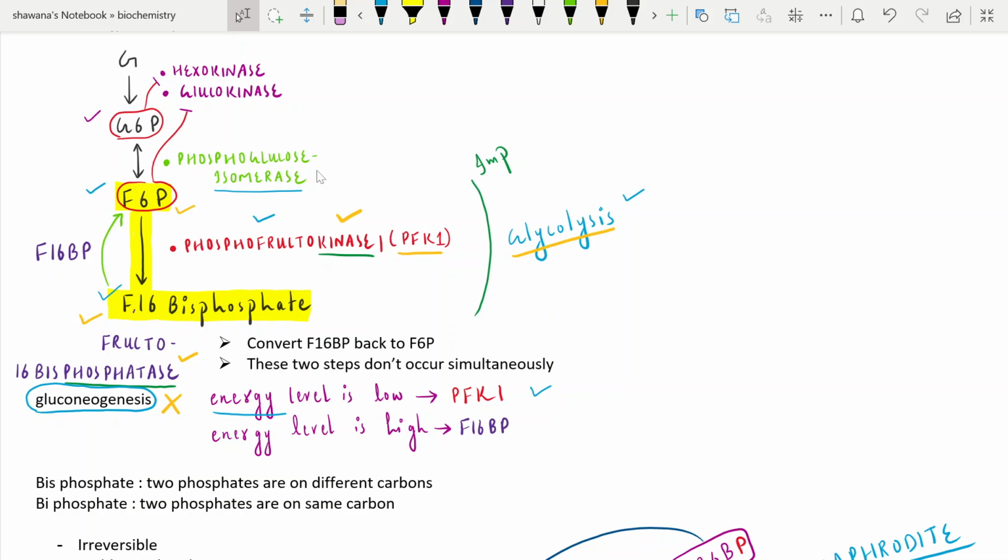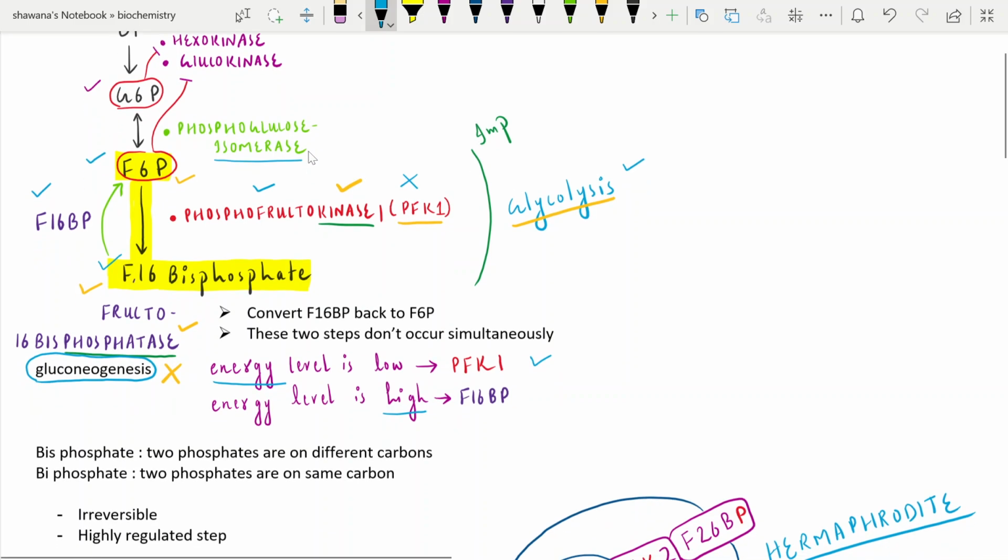But when the energy level is high, it means that the cell already has enough ATP to carry out its normal activities, right? So we do not need glycolysis at that point, and we may need gluconeogenesis. We can produce glucose. In this condition, fructose 1,6-bisphosphatase can work, and PFK1 will not work in case of high energy levels inside the cell.